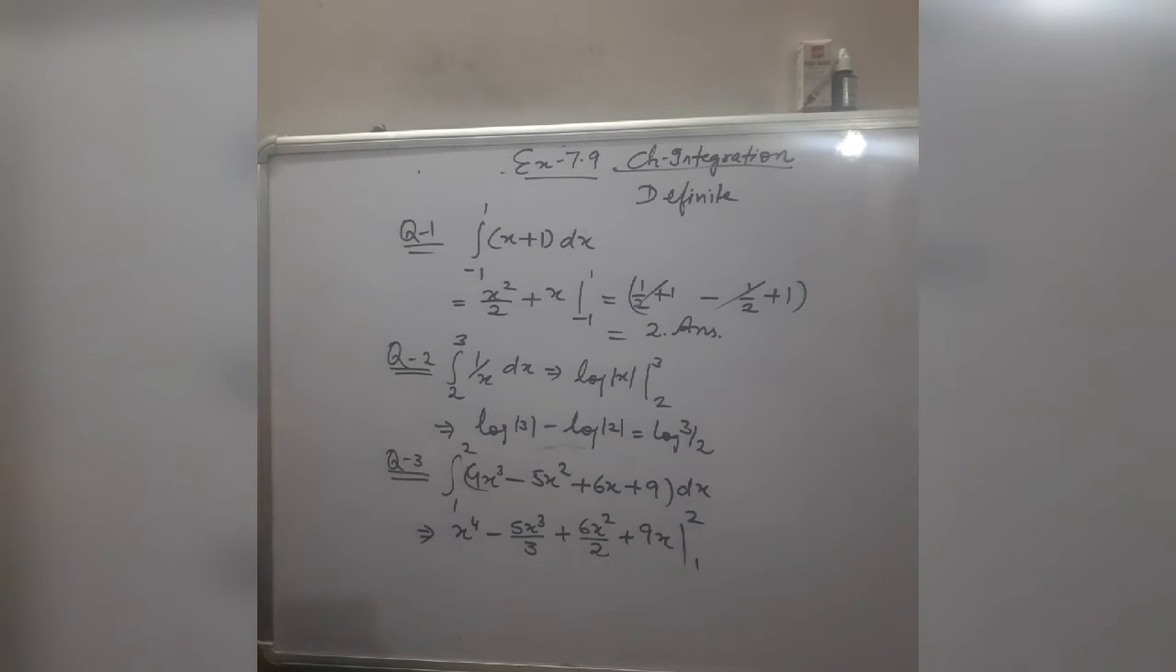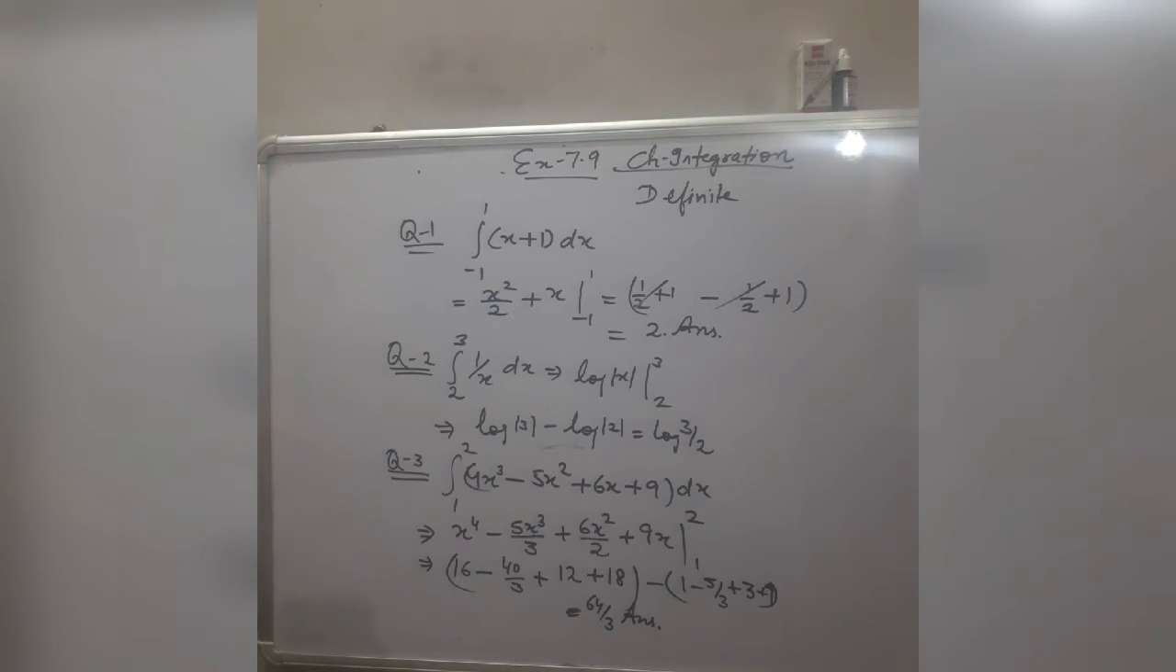Now upper limit and lower limit. When in place of x you put upper limit, it becomes 2 raised to power 4 means 16, plus 5 into 2 raised to power 3, 5 into 8, 40 by 3, plus 6 into 2 raised to power 2, this 2 is cancelled, it becomes 12, plus 9 into 2, 18. This is the upper limit, minus now in place of x write down lower limit, it becomes 1, minus 5 by 3, plus 3, plus 9. And when you simplify it, you will get the answer. Answer is 64 by 3. You will simplify it yourself.